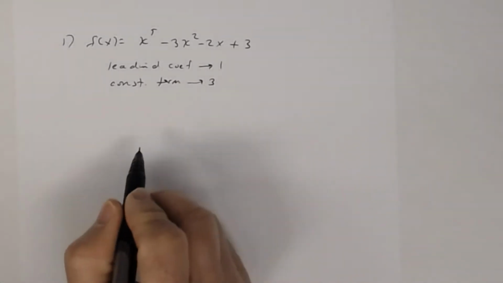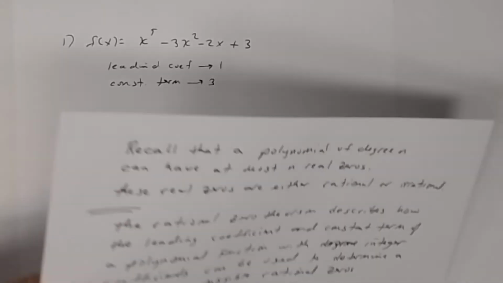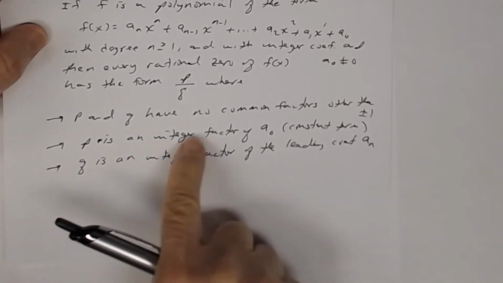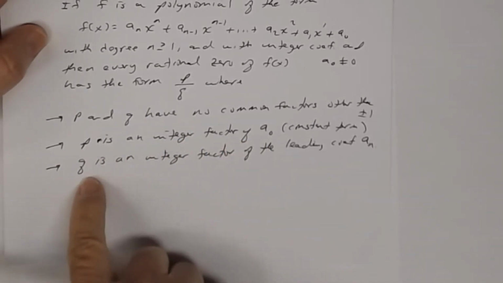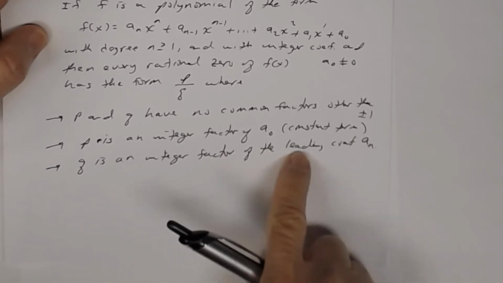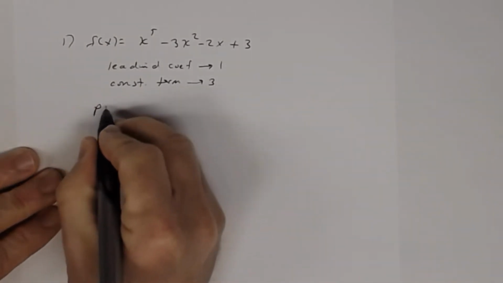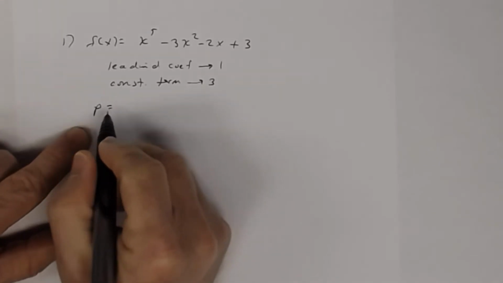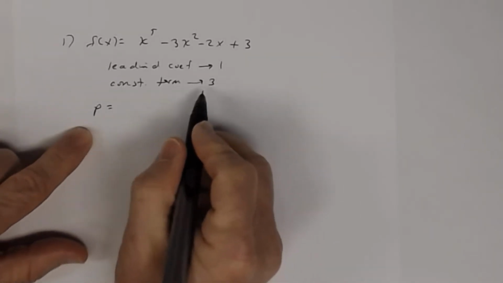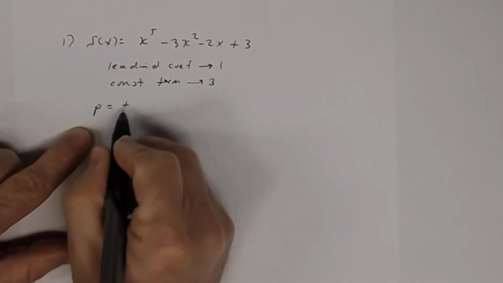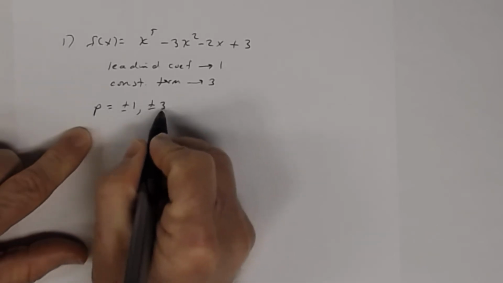All right, so let's determine what p and q are. So remember, p are integer factors of your constant term. q are integer factors of your leading coefficient. So this means the possible values of p would be the factors of 3. So it'd be plus or minus 1 and plus or minus 3, right?